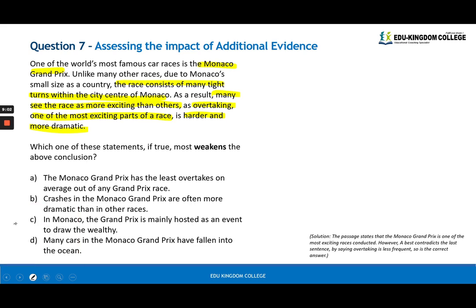Then what would weaken this statement? The answer is A. The Monaco Grand Prix has the least overtakes on average out of any Grand Prix race. So we just established that overtaking is the most exciting part of the race, and if it has the least of these overtakes, then it must not be the most exciting, which is the main conclusion. So A weakens this statement the most.